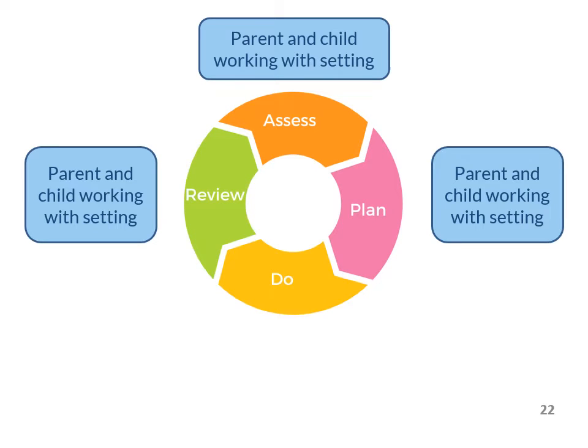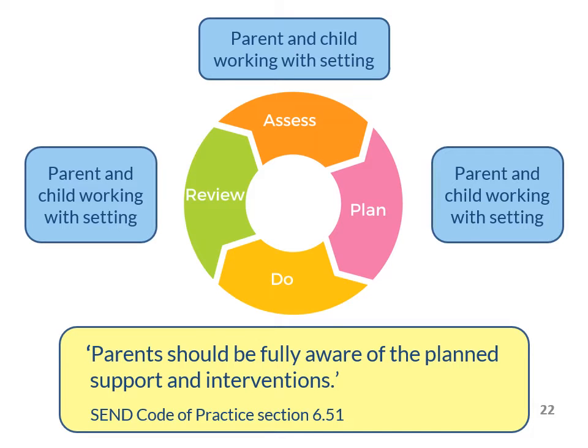So just to be clear, for nurseries and schools, the SEN code says that parents and pupils should be involved in 3 stages of the graduated cycle: in assessing your child's needs, in exploring and agreeing the plan of support, and at the review. As the SEN code states, parents should be fully aware of the planned support and interventions. For further education settings, the emphasis will be on exploring and agreeing support directly with the young person. However, the SEN code states that parents should be involved, particularly for those aged 16 to 18 years.